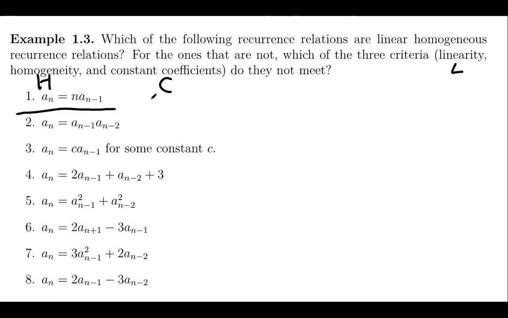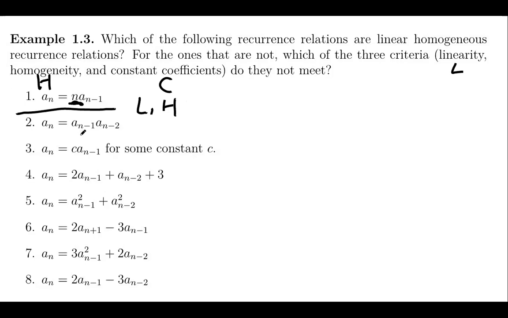Okay, well, this one is linear since a is raised to the power of 1, and homogeneous since there's only one term, so it has the same degree. But it does not have constant coefficients because we have an n here, and that obviously changes with whatever n is, and that means it's not constant. So the first one is linear and homogeneous only.